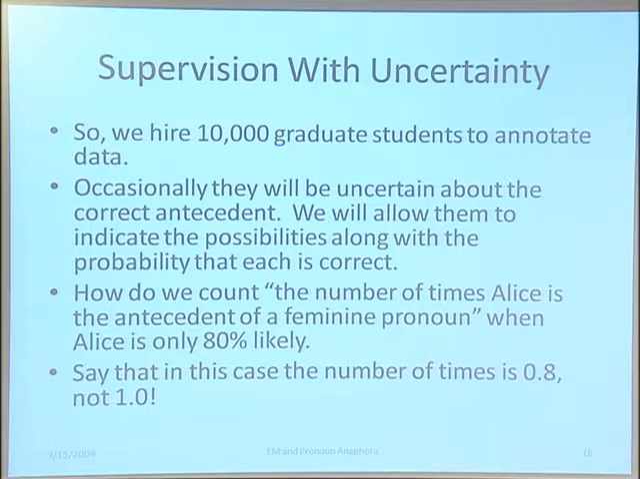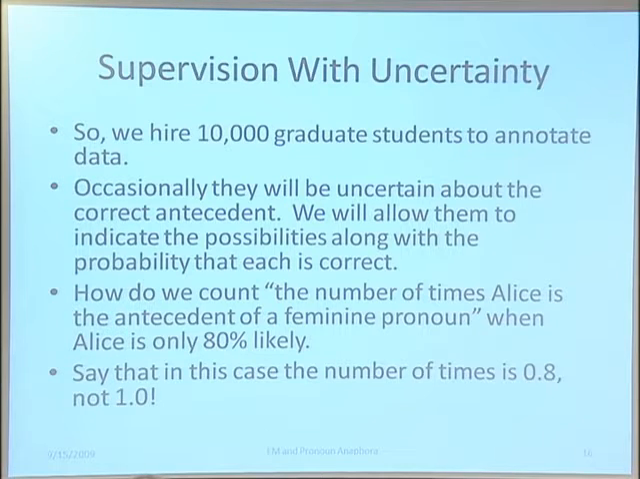Okay, so we hire 10,000 graduate students, and we set them to marking things up. But a strange thing happens. About once every 20 pronouns or so, the person is unsure what the antecedent is. This does happen about 5% of the time. So what do we do? Well, we could just ignore it. Or you could say, well, ignore it unless you're 80% sure that it's one of them rather than the other.